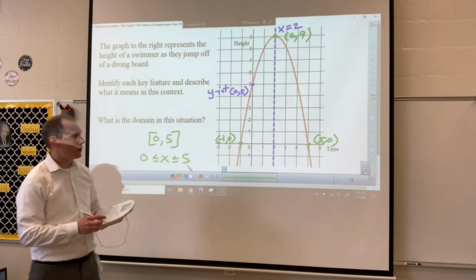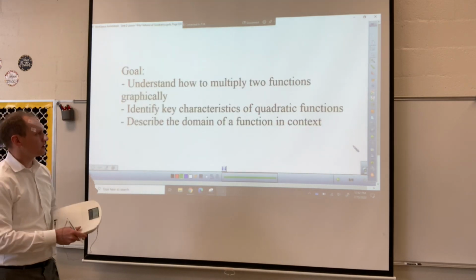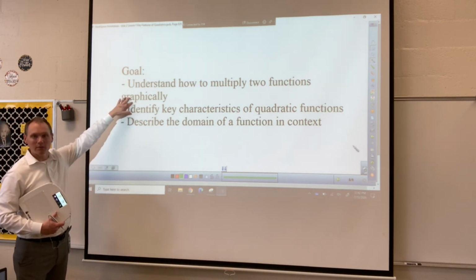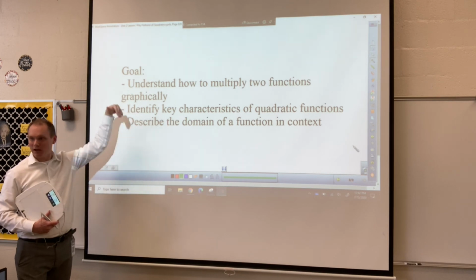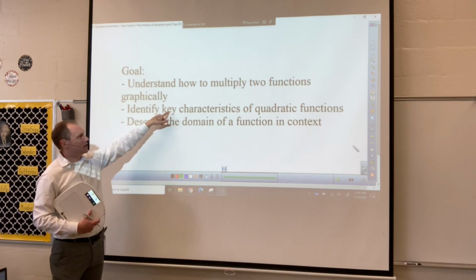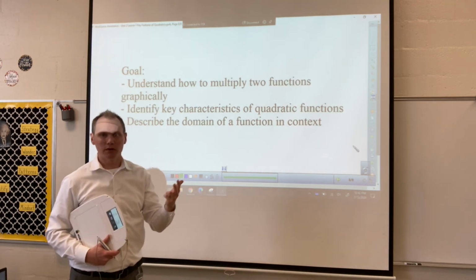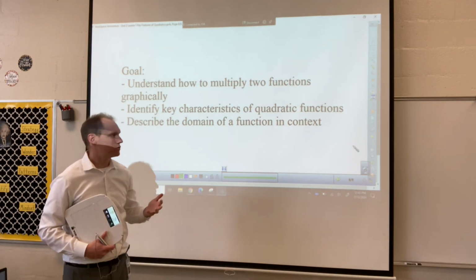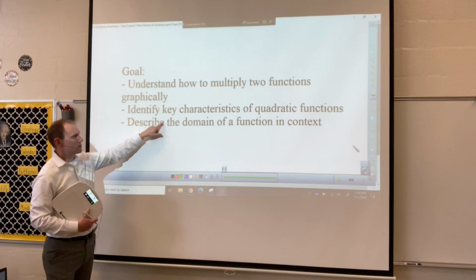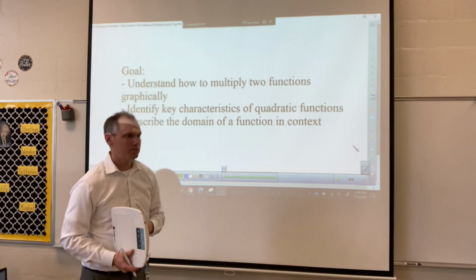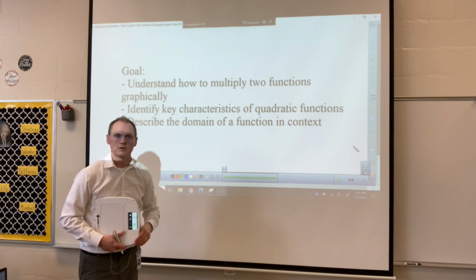Okay. So hopefully we're able to reach our goal for this lesson, which was to understand how to multiply two functions graphically. And we're multiplying the y values at each x. We identify key features of quadratic functions, so y-intercepts, x-intercepts, vertex, axis of symmetry, those sorts of things. And then describe the domain of a function in context, which we did in that swimming problem. So hopefully we're able to reach our goal for today.